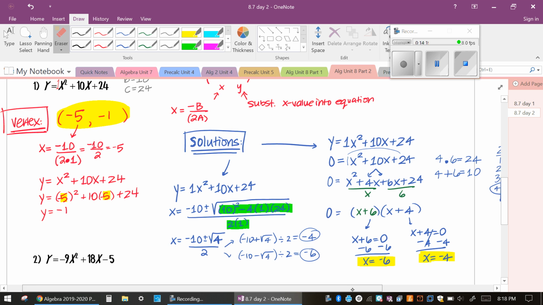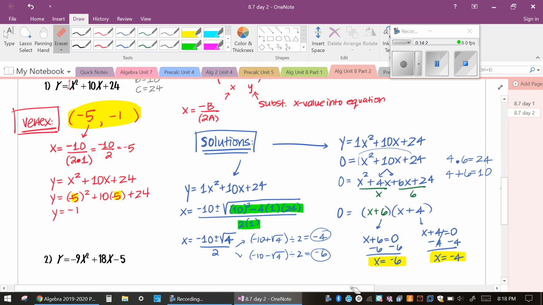Now, quadratic formula is going to be an absolute must. You're going to have to use quadratic formula when factoring doesn't work. So if there were no combinations that multiplied to 24 and added to 10, that would mean that I had to use quadratic formula.